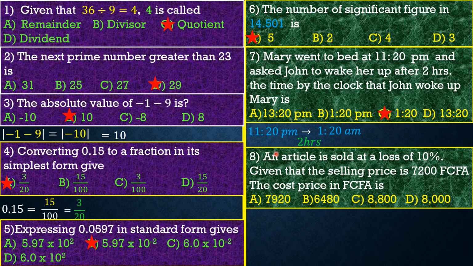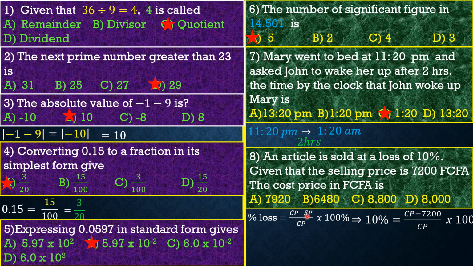Okay. So guys, question 8 is saying that an article is sold at a loss of 10%. Given that the selling price is 7,200 francs CFA, the cost price in francs CFA is. Okay. So guys, let's simply recall that the percentage loss is given as percentage loss equal to the cost price, that is CP minus SP over CP times 100, where CP is the cost price, SP is the selling price. So guys, if we plug in everything, the percentage loss has been given as 10%, so we have 10% equal to CP.